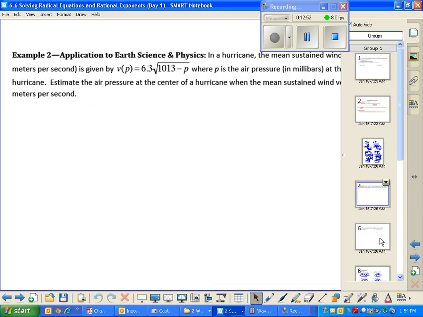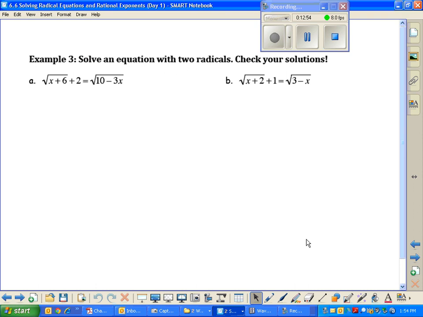In our next example, and I have to tell you, if you're a person that writes very large, you need to write smaller because there's kind of a bit of work to show for this problem. So write small if you're a person that writes large. In example 3, I'm going to do part A and you're going to finish up today doing part B. If you take a look at the first step there, we have the square root of x plus 6, plus 2, equals the square root of 10 minus 3x. Try step 1. Look at it for a second. Try step 1. Isolate that radical.